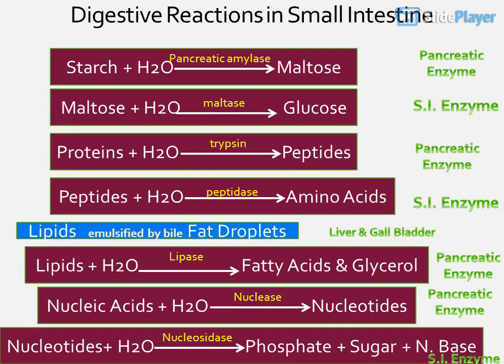Digestive reactions in small intestine. Starch plus H2O yields maltose, with pancreatic amylase, a pancreatic enzyme. Maltose plus H2O yields glucose, with maltase, an SI enzyme. Proteins plus H2O yields peptides, with trypsin, a pancreatic enzyme. Peptides plus H2O yields amino acids, with peptidase, an SI enzyme. Lipids are emulsified by bile from the liver and gallbladder into fat droplets.